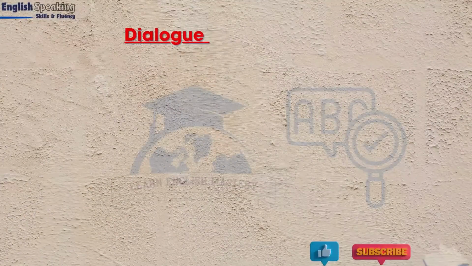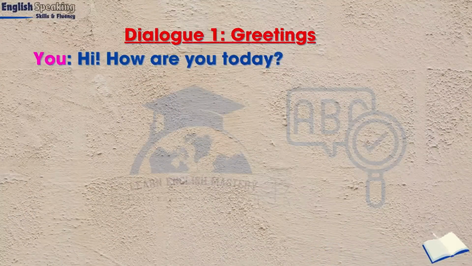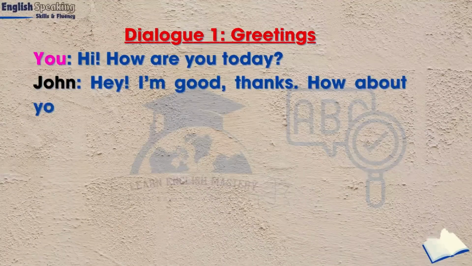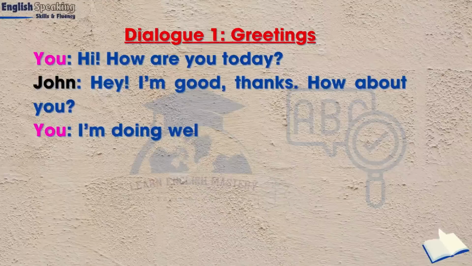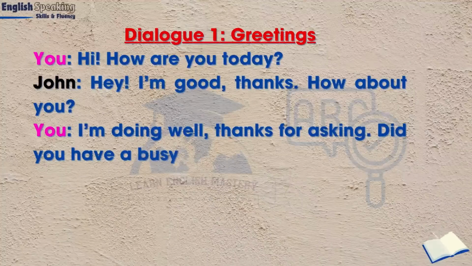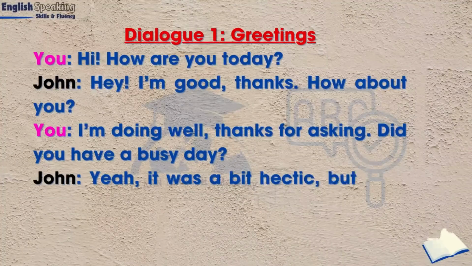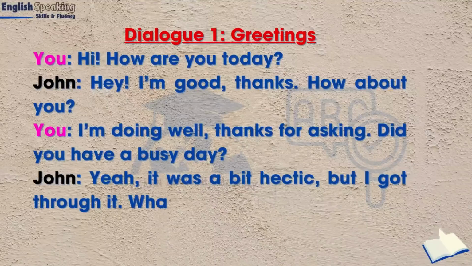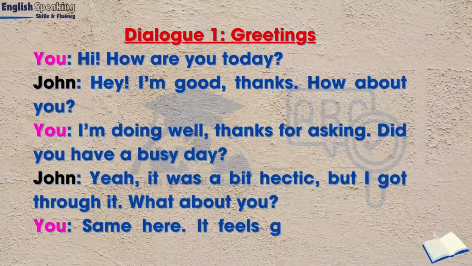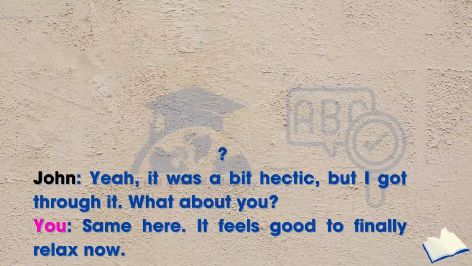Dialogue 1. Greetings. You: Hi. How are you today, John? John: Hey. I'm good, thanks. How about you? You: I'm doing well, thanks for asking. Did you have a busy day, John? John: Yeah, it was a bit hectic, but I got through it. What about you? You: Same here. It feels good to finally relax now.